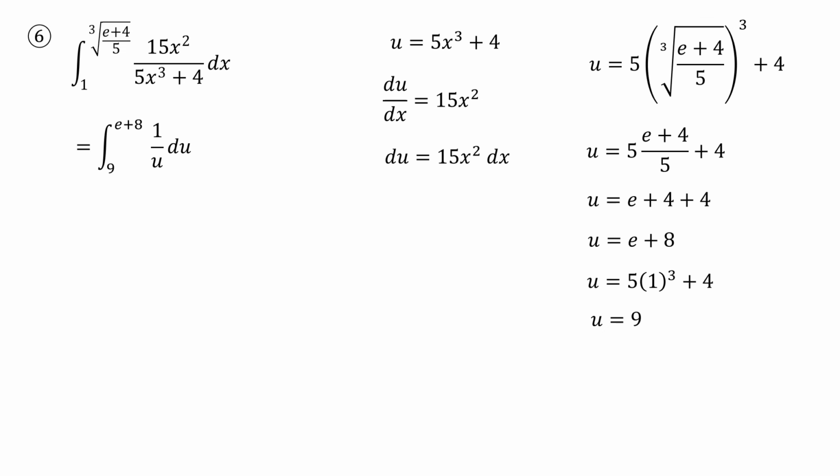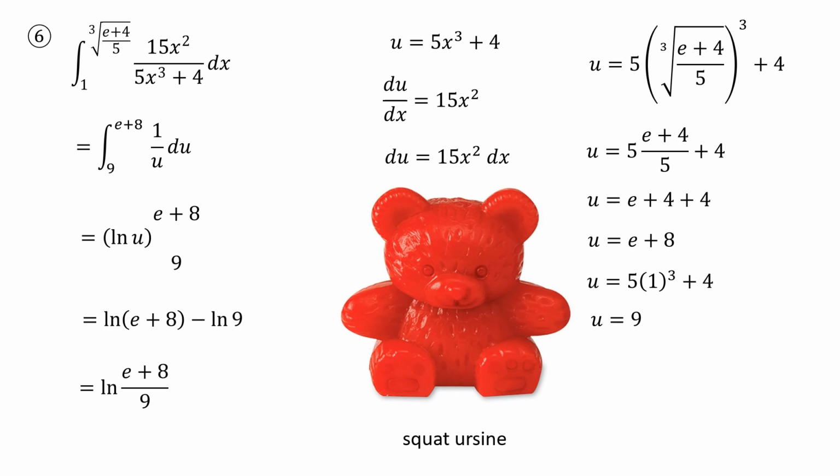Integration at this point is real simple. That's just the natural log of u. But we got some crazy numbers to plug in. Right? I'm sure I designed it in my mind that we just plug in e and plug in a 1. But instead, we got to plug in e plus 8, and we got to plug in 9. And there's not much simplifying we can do, right? I mean, there's an answer. It's a legit answer. Yeah, squat ursine. That's a very squat-looking ursine. Right? Squat-looking bear.